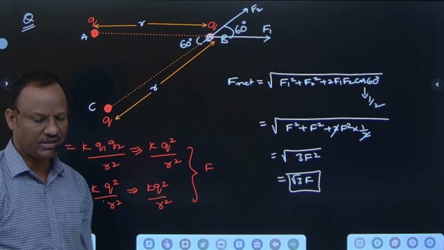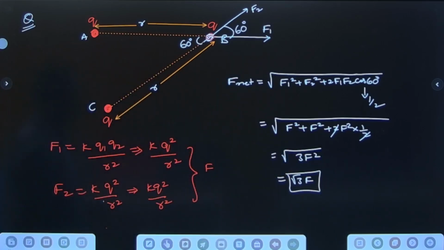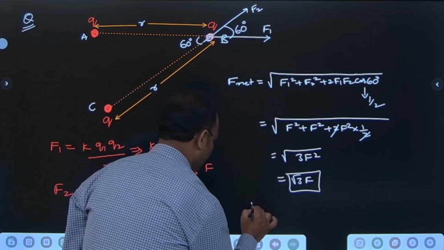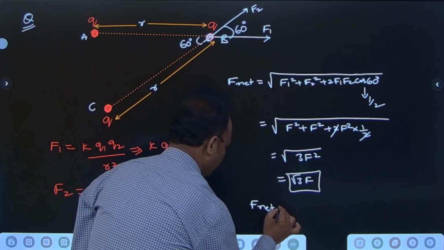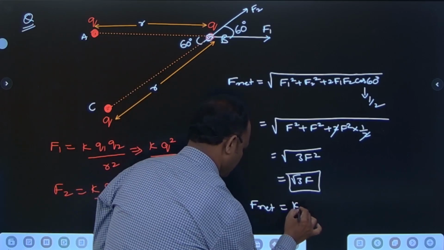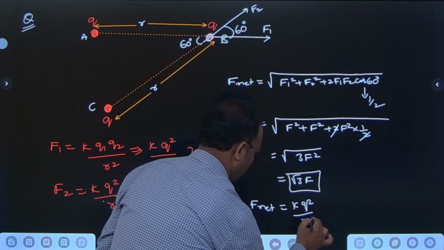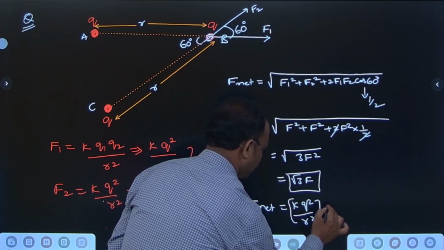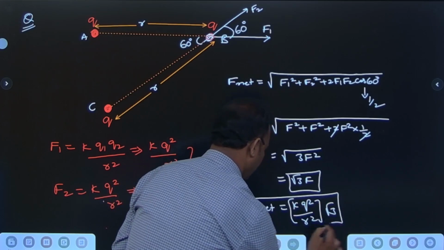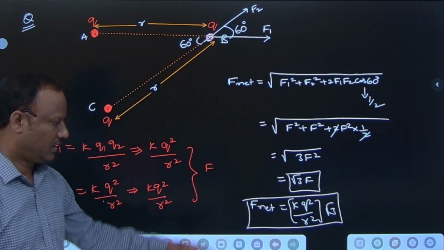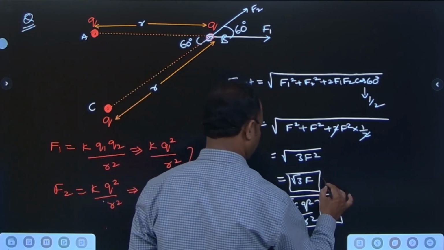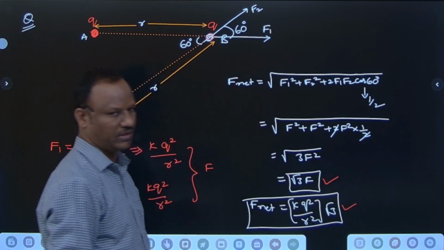So what is F? F is Kq square by r square. So F net is equal to K q square by r square times root 3. That is your final answer. Either we can use this or that one, according to the given option.